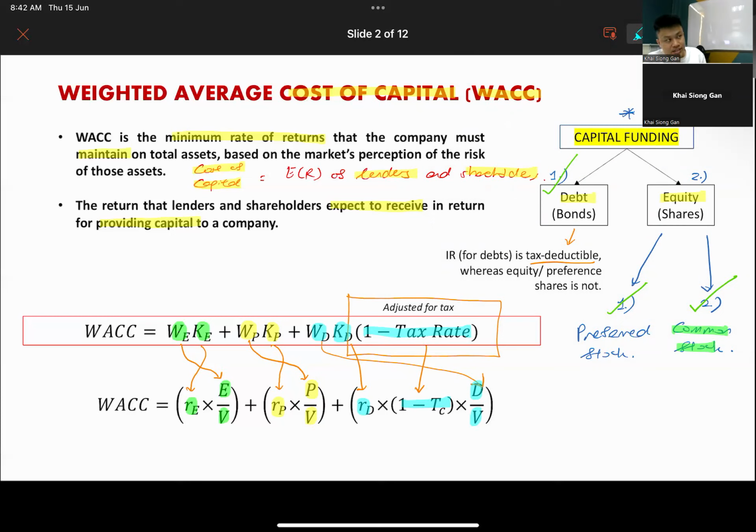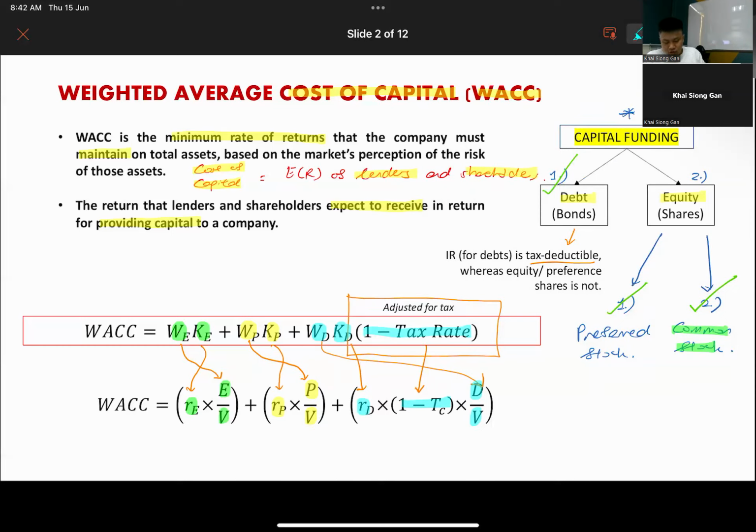What you need to do for today's class is to calculate all of these components to get the actual WACC. Remember, WACC is the cost of capital that the business must achieve, because these are the expected returns of the shareholders and the lenders, who have given the business the money. So these are the returns that the business must generate to pay to them. It's a cost to the business, but it's a return to the shareholders and lenders. Okay, faham?